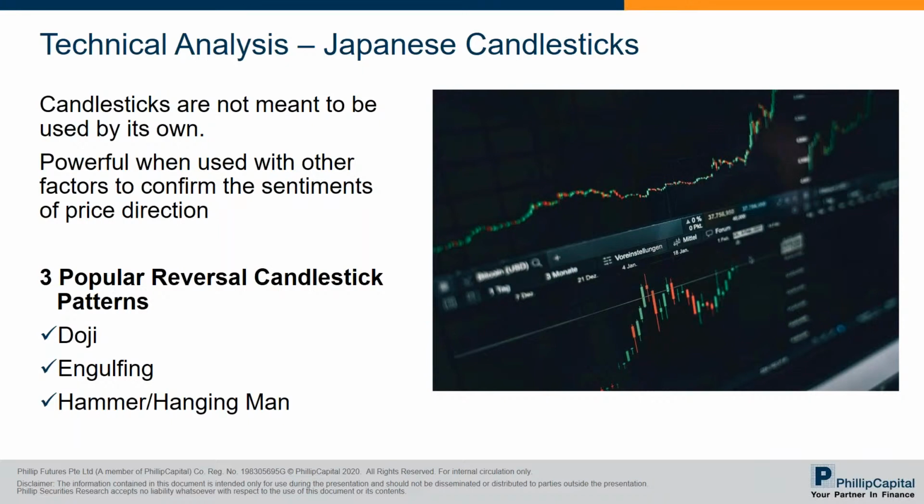So they're the doji, engulfing, hammer and hanging man. So these candlestick patterns, which I'll cover, basically suggest that a trend may reverse.